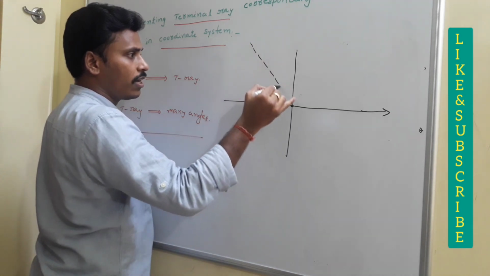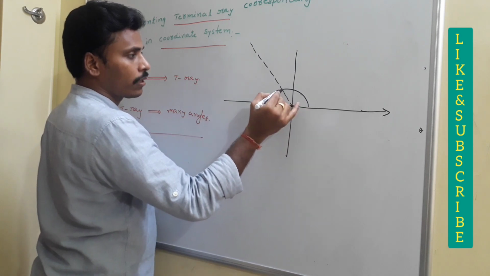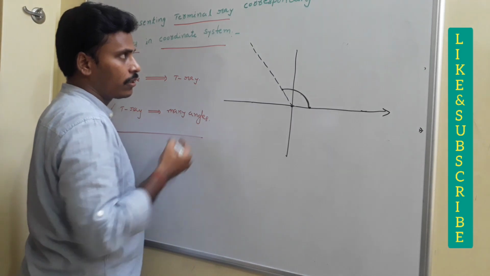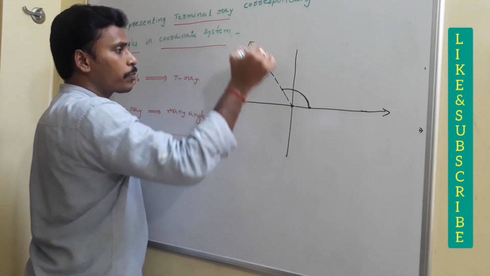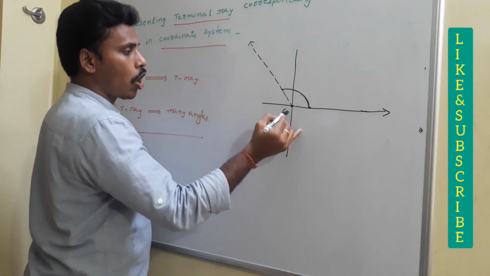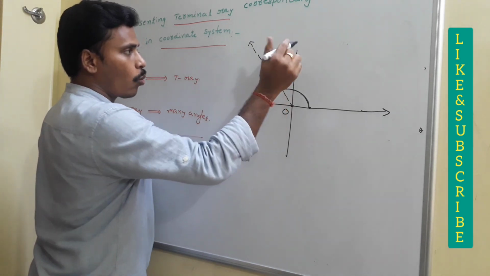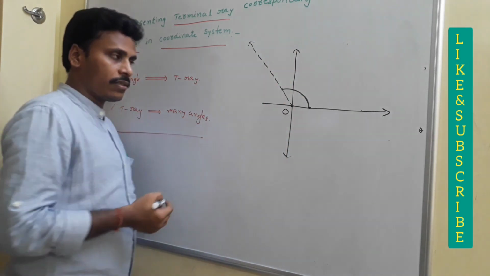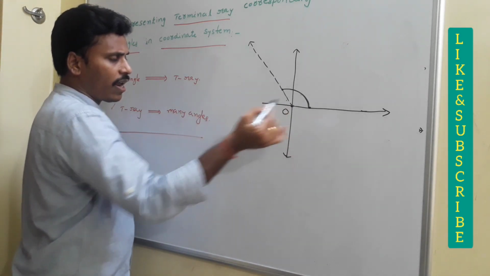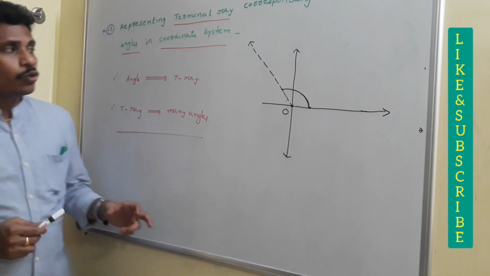Suppose this is the terminal ray, and suppose this angle is 100 degrees. I am not indicating the rotations, right? Then the angles corresponding to this terminal ray you need to identify. Look once again, this is the origin, this is the positive x-axis, and this is the negative x-axis, and the positive y-axis as well as the negative y-axis. And now this is the terminal ray, and the angle between the terminal ray and the x-axis is 100 degrees.